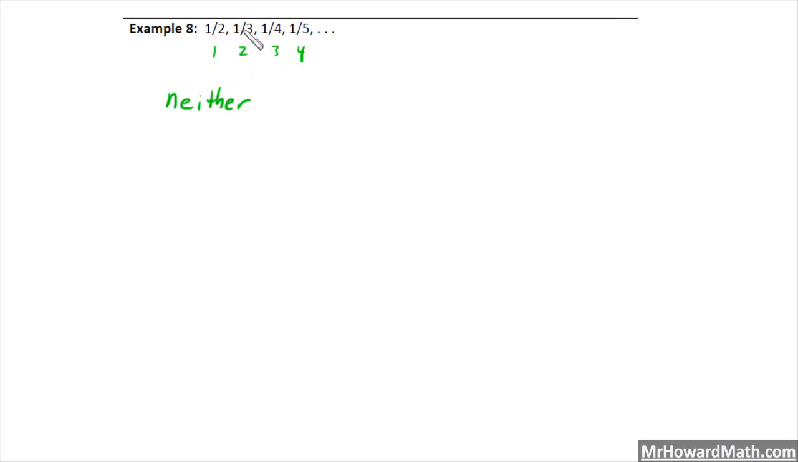So this is the second term, but its denominator is 3. This is the third term, and the denominator is 1 more than that, 4. This is the fourth term, and the denominator is 1 more than that, 5. So the rule for that is 1 over n plus 1.